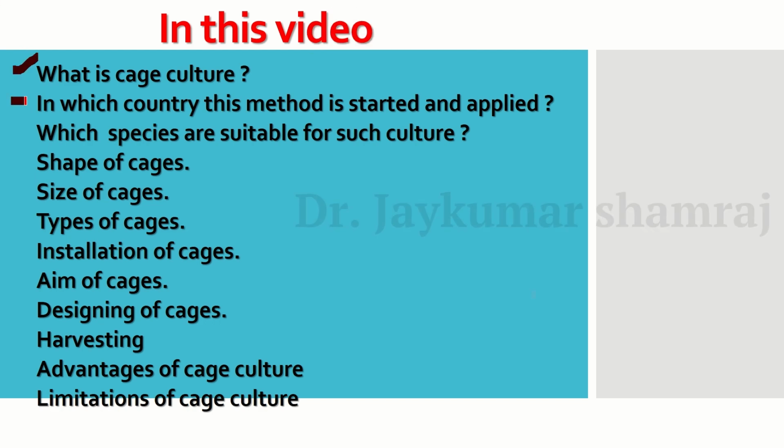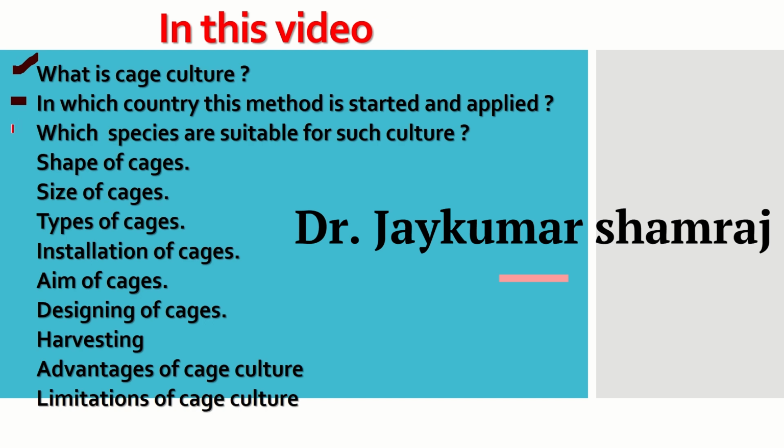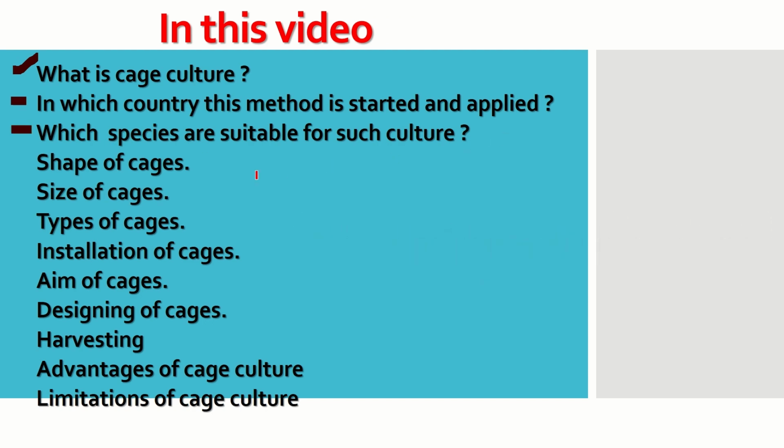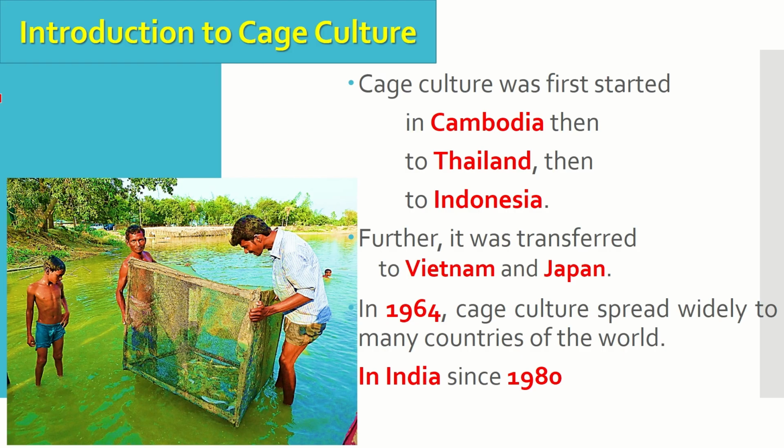in which country this method started and was applied, which species are suitable for such a culture, shape of the cage, size of the cage, types of the cage, installation of the cage, aim of cage, design of cage, harvesting of the fish which is grown in that particular area, advantage of cage culture and limitation of cage culture. So let us see first of all about the cage culture.